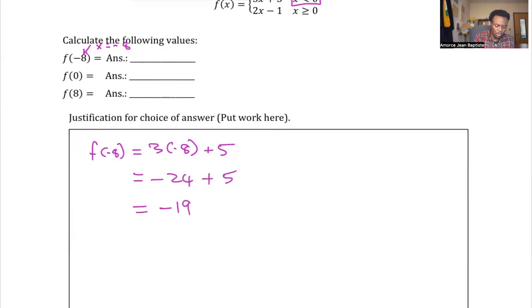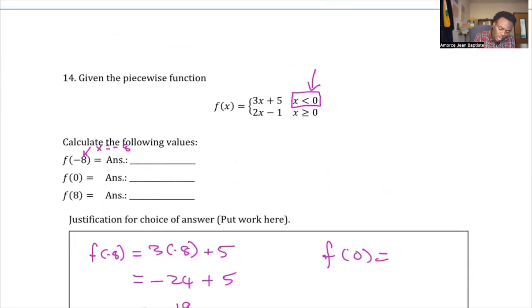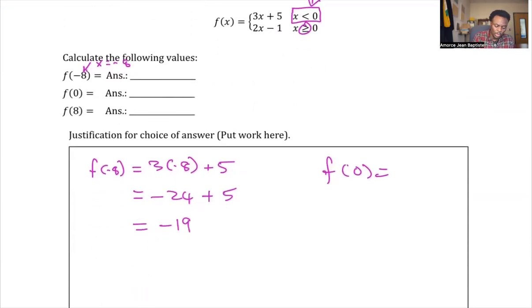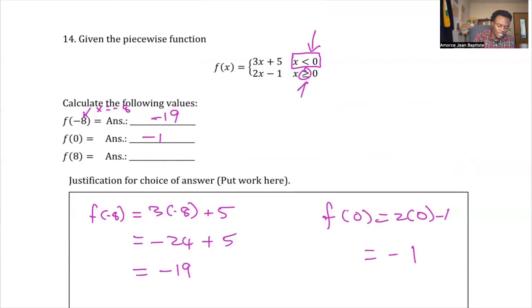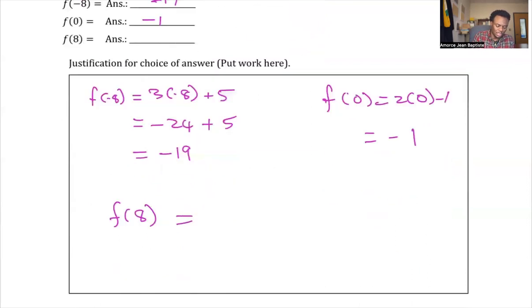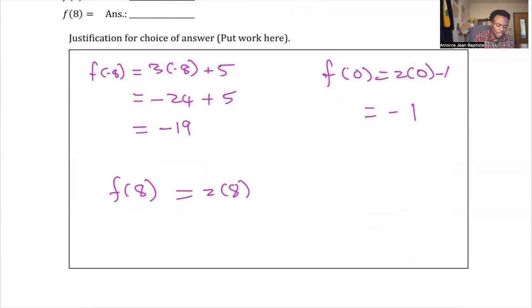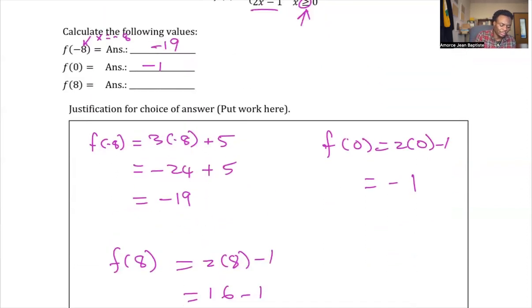We need f of 0. For f of 0, we need to select which expression, because 0 is included, and that's the expression that I need to use, the bottom one. So that's 2 times 0 minus 1 equals -1. So that's -19, -1. And then I also need f of 8. Where is 8? 8 is here. So I'm going to use this expression. So that's 2 times 8 minus 1, 16 minus 1, that's 15. So that is 15.